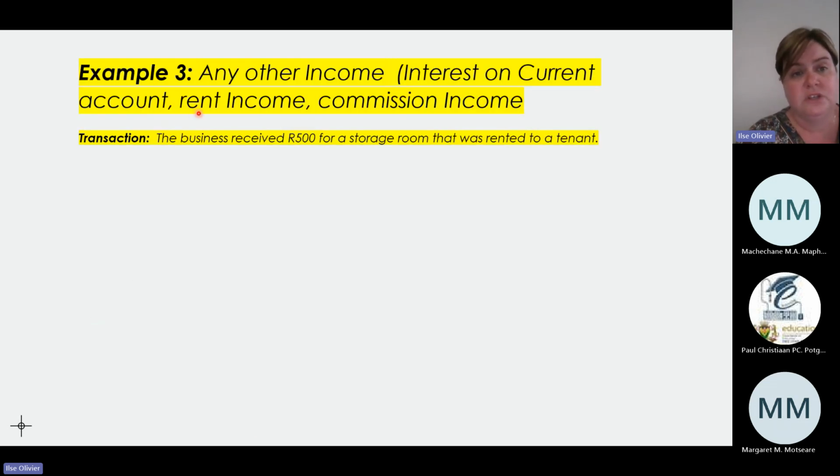Again, next question. Any other income that you can receive? Interest on current account, rent income, commission income. The business receives 500 Rand for a storage room that was rented to a tenant.